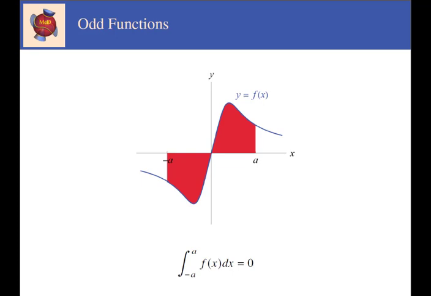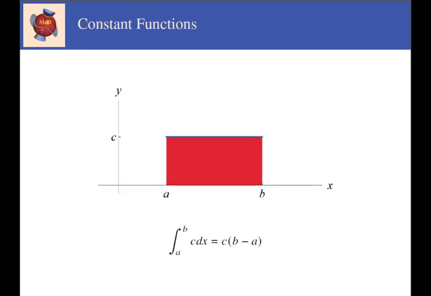If you want to evaluate the integral of an odd function on an interval that is symmetric around 0, then the value of the integral is 0. This is a tremendous shortcut, and you can see that it's true from the figure. The red area to the right of the y-axis is positive, and the red area to the left of the y-axis is the same size, but it's negative, so the two signed areas cancel out. Another shortcut is for the integral of a constant function.